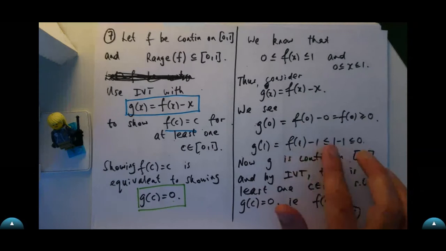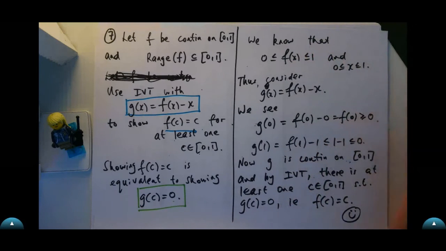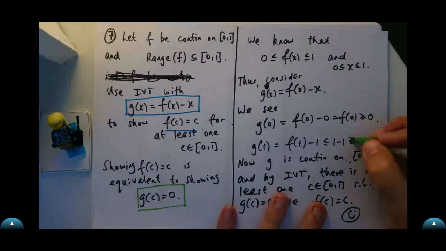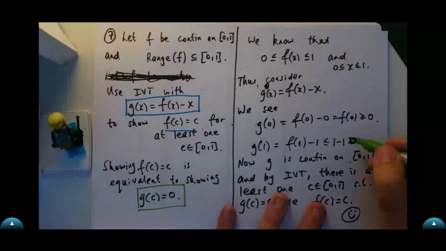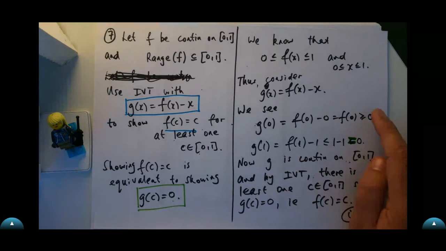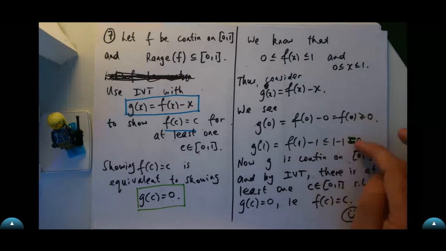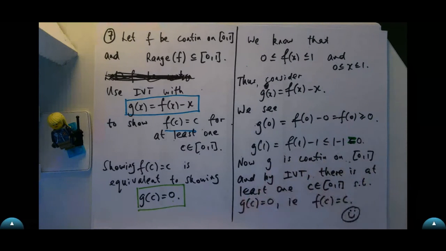This has got to be less than or equal to 1 because look at that. I guess you can say that's equal to 0, right? Okay, so g of 1 is less than or equal to 0. Maybe that's a bit more correct. And so greater than or equal to 0, less than or equal to 0, g is continuous. And so you can apply the intermediate value theorem.